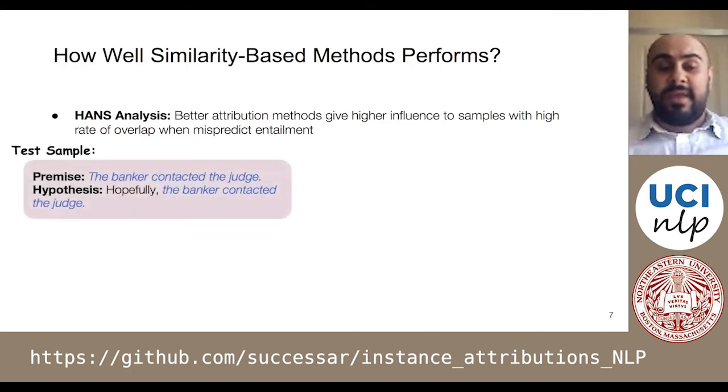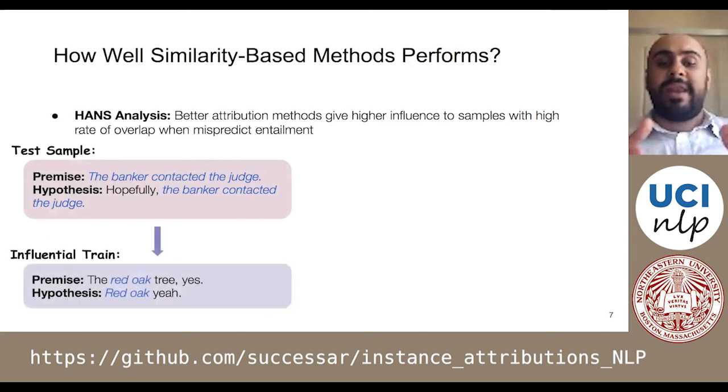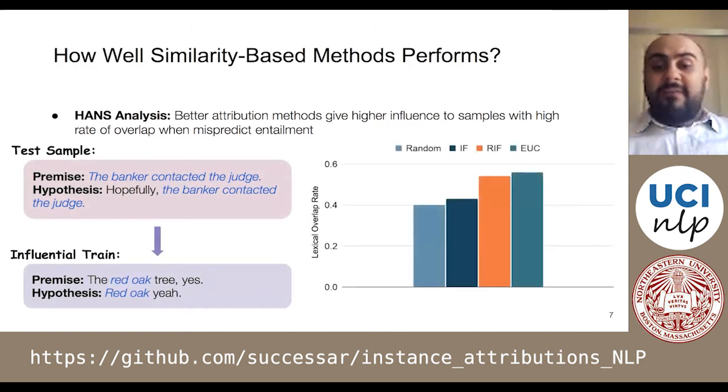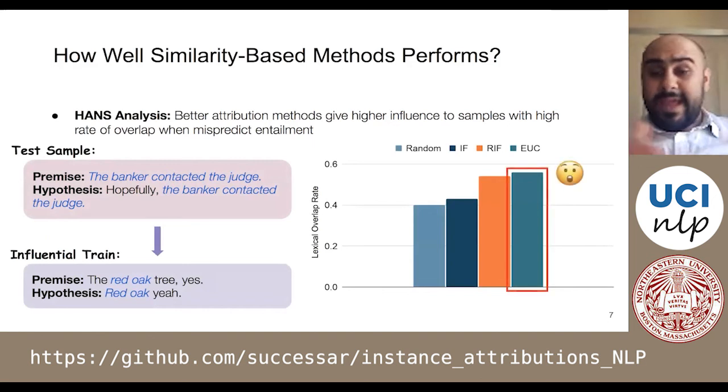So for example, having this example from the HANS benchmark, our goal is to calculate the lexical overlap rate in influential training instances. We see the average lexical overlap rate over the HANS benchmark in this plot. As we can see, again, similarity-based methods appear better than gradient-based approaches, and it shows that they can capture this specific artifact with higher accuracy compared to gradient-based methods, which casts more doubt on the quality of explanations based on gradient-based instance attribution methods for pre-trained large language models.